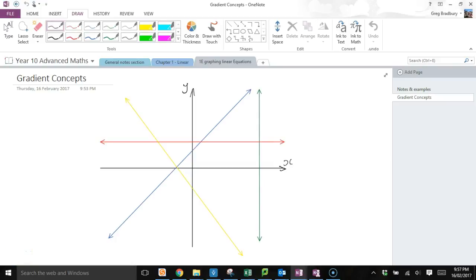Okay, some more graphing concepts. This time I wanted to talk about gradients and the types of gradients there can be. I've set up 4 different lines here. So we'll talk about the diagonal ones first.